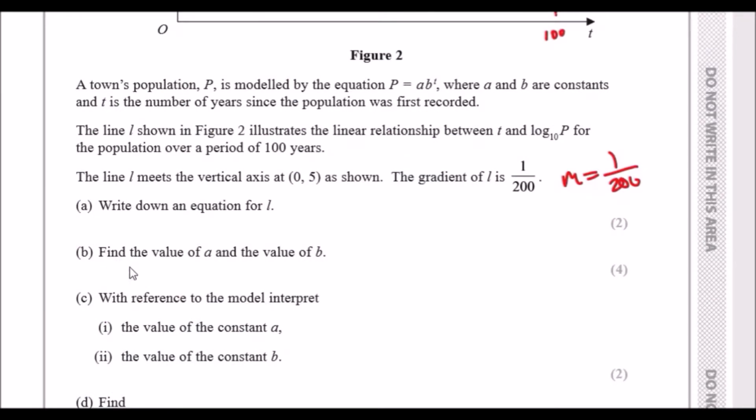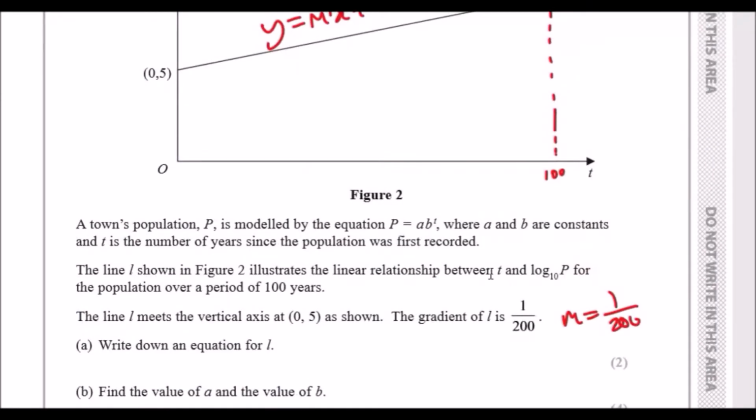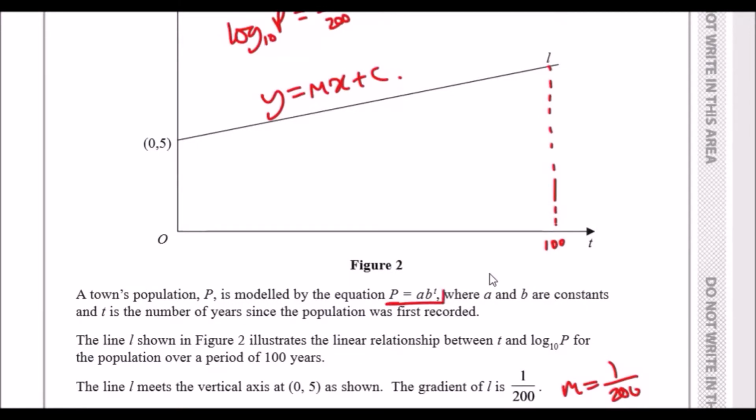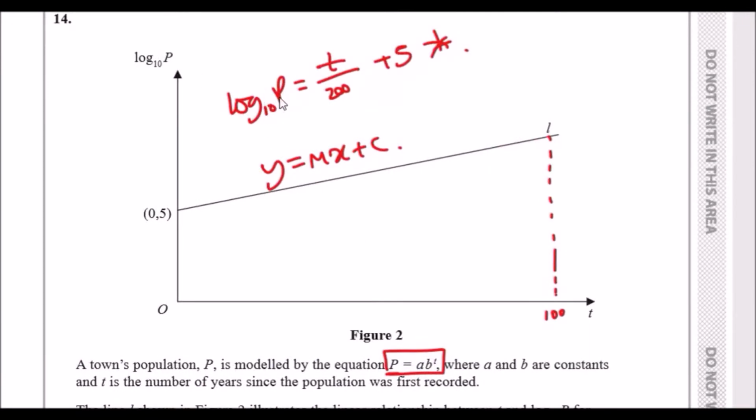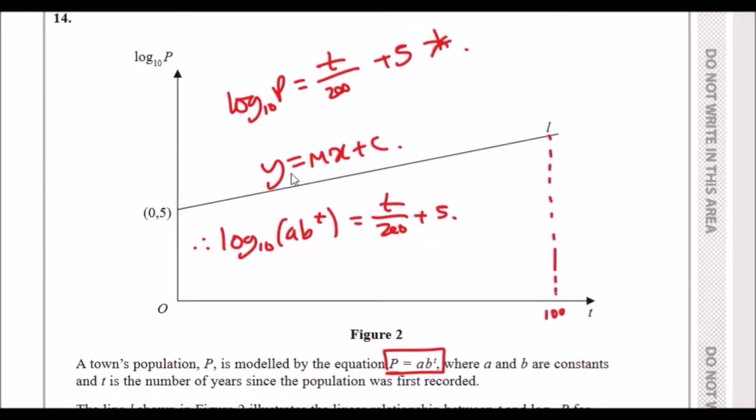Now B, find the value of A and the value of B. Okay, so this is referring to the P equals AB to the power T equation. Now this is fine because you can already see that the log equation has P here already. So we can just substitute the variable P for AB to the power T. So we've got log 10 of AB to the power of T equals T over 200 plus 5. So we can just look at the coordinates. So we got 0, 5 already. And you can just pick anything, since you can plug in any value for T, as long as it's between 0 and 100, and you should be fine.